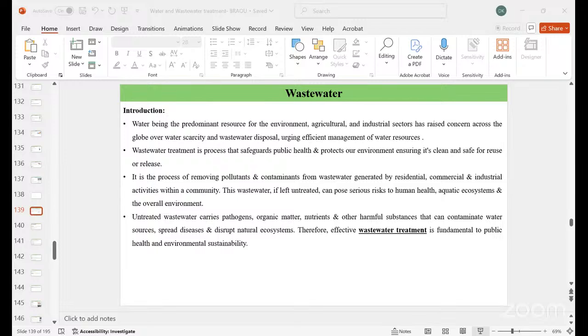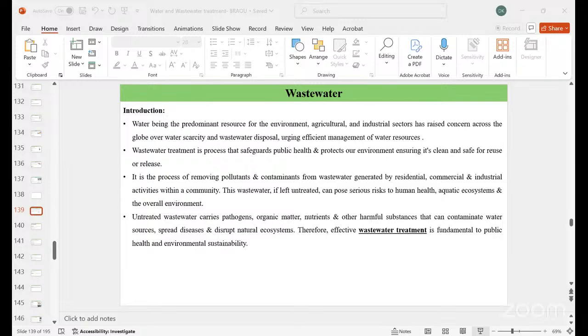So let us look into wastewater treatment technologies, whether it is sewage or other wastewater. The treatment mainly includes preliminary treatment, followed by primary treatment, then secondary treatment, tertiary treatment, and sludge treatment.